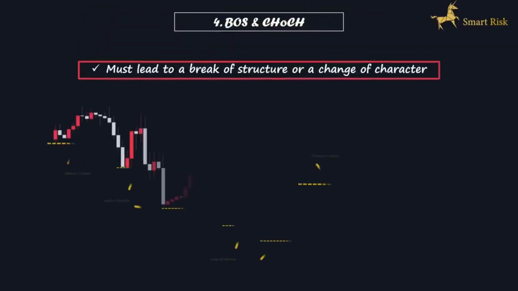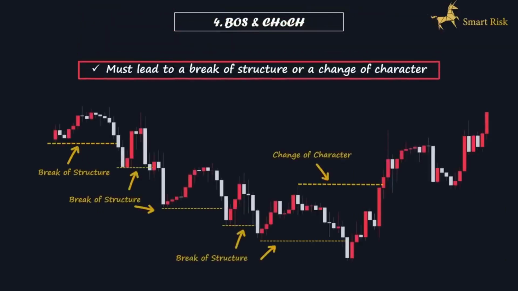Rule number 4. It emphasizes that a high-quality order block must lead to a break of structure or a change of character in the market. Break of structure and change of character are essential signals that indicate whether the market will continue in its initial direction or will experience a reversal. To solidify our understanding of order blocks, let's examine more examples.